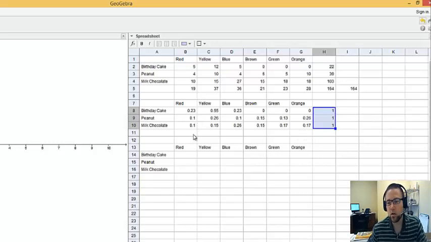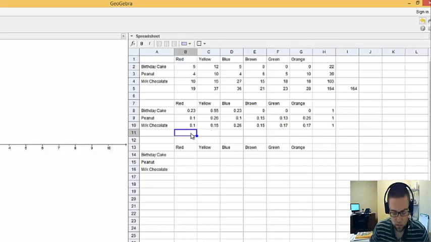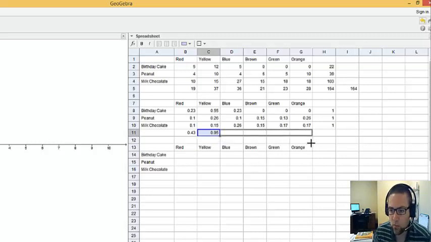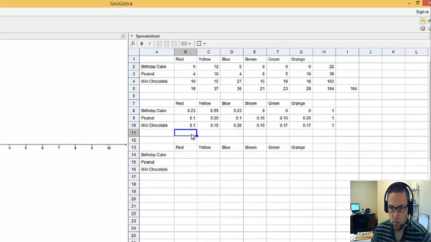Okay, and then if I sum these this way, it'll tell me the relative frequency of the total number of red M&Ms, right? This is equal to just the sum of these three. So 0.43. Actually, this is not the percentage, is it? No, definitely not. So actually what I want to do is take this number divided by the total number of M&Ms. That's what I want to do.